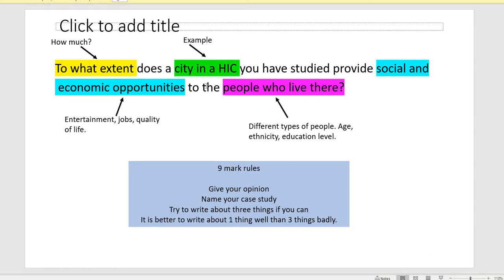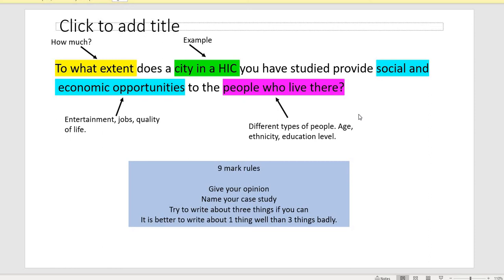It's asking about social and economic opportunities. So by social opportunities, that's to do with your life and how you are living it, and economic is all about how you are making money. So we're going to be thinking about access to entertainment, the different kind of jobs available, what the quality of life for people might be there. And then finally, the question is asking us about the people who live there. So that means we need to consider all different types of people. So we might think about their age, their ethnicity, or their education level.